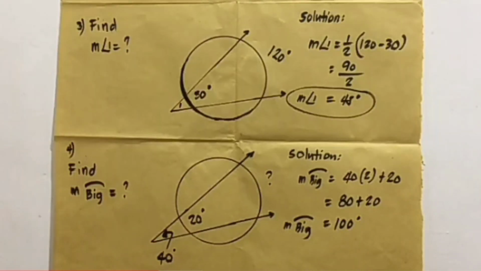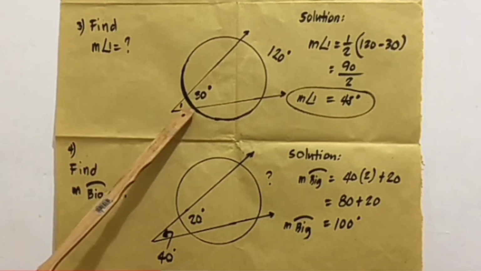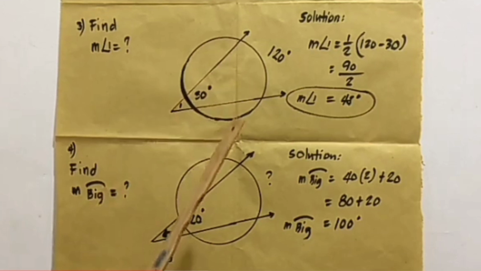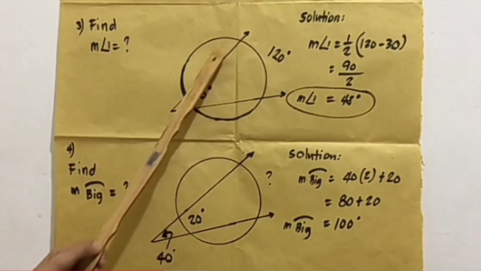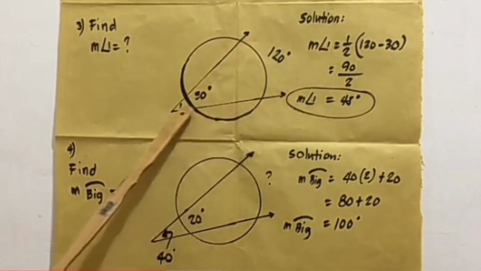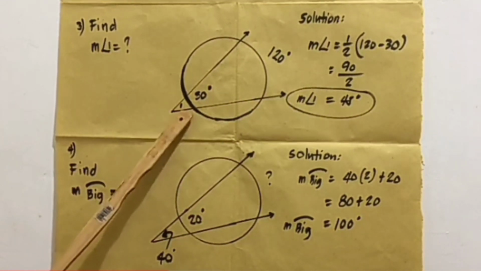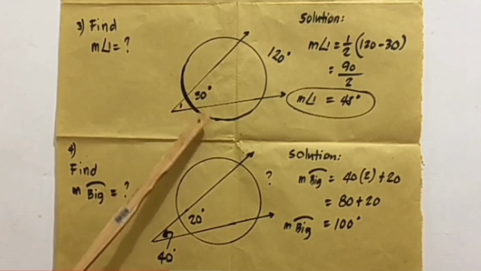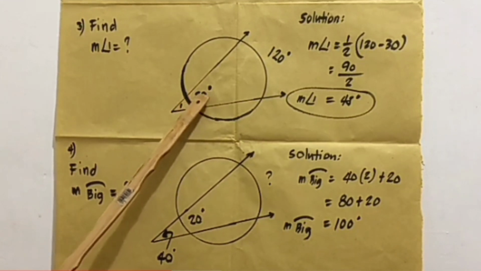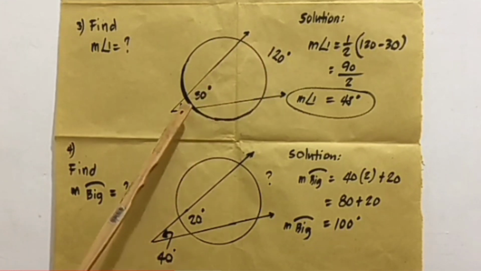Next, number 3, find the measure of angle 1. So here, we are going to observe the given first. We have a circle and two secants intersecting each other and forming an angle outside of the circle. The given small arc here is 30 degrees and the big arc is 120 degrees. We are going to find the measure of angle 1.